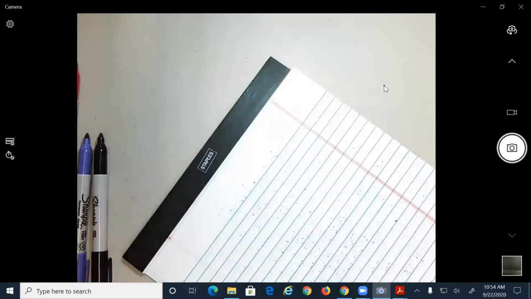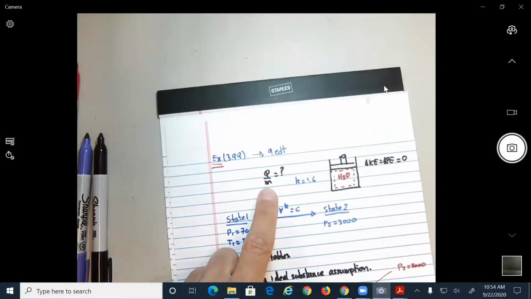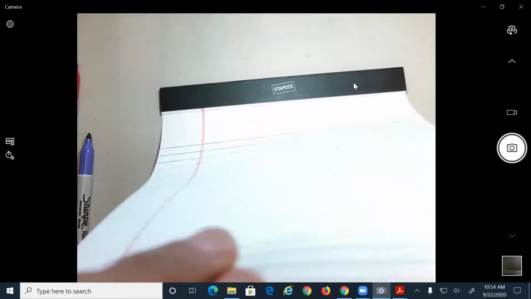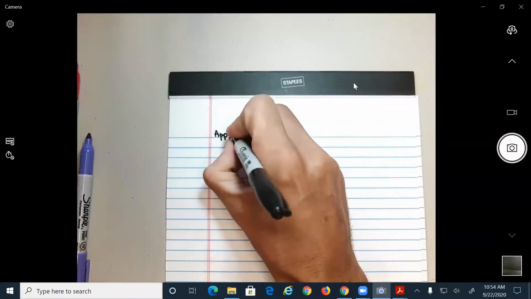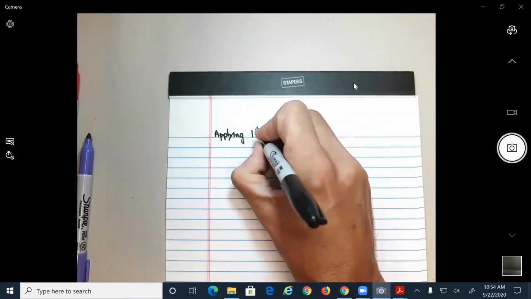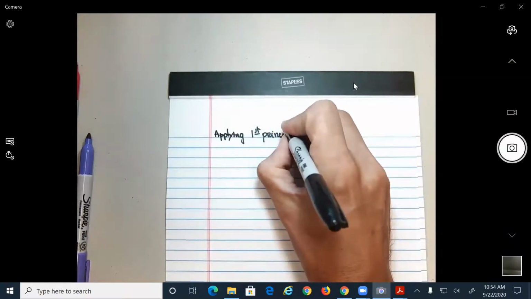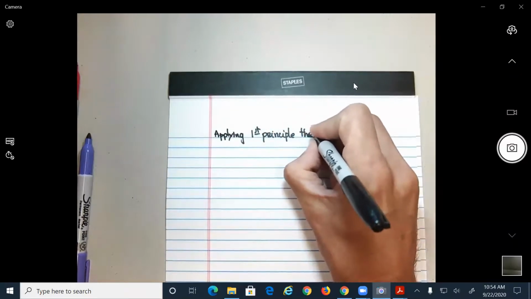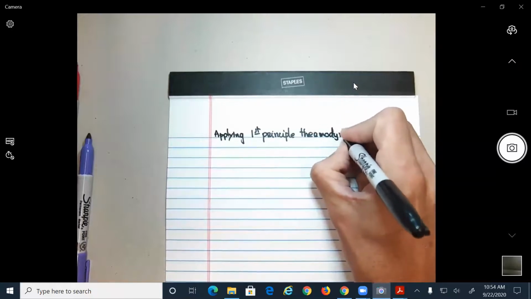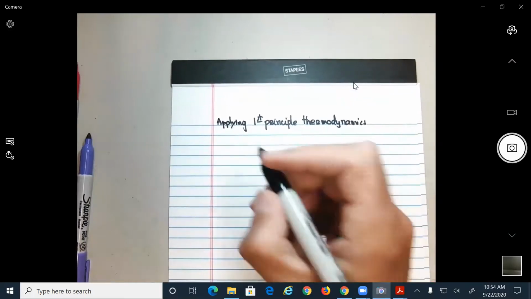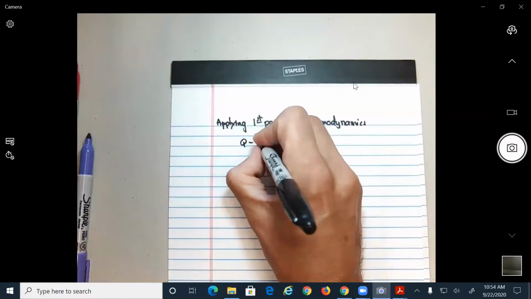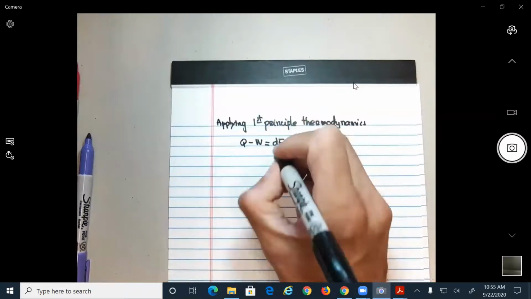So what do we need to solve in this problem 4? We need to find what is the change in heat. Okay? So in order to do that, we do as before. Applying first principle of thermodynamics. Heat minus work equal to change in energy, same as before.